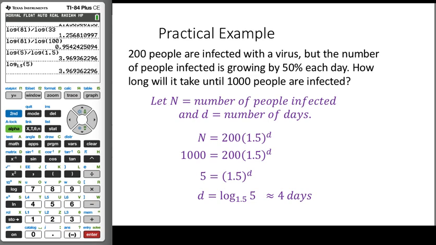All right, there we go. That's evaluating logarithms. Have fun solving math problems and stay safe from the virus.